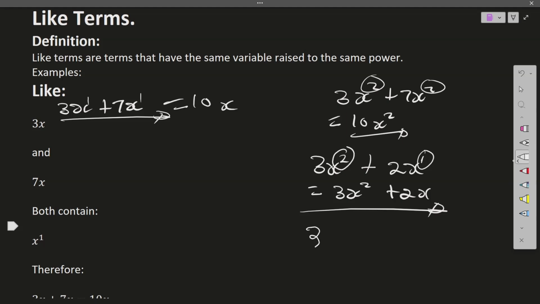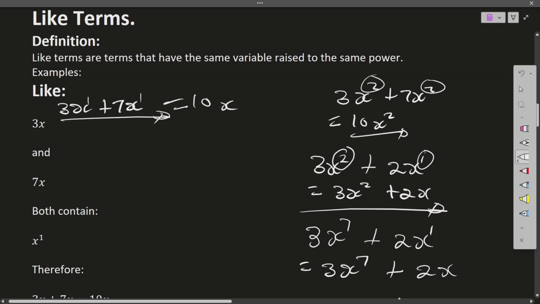So let's say we had 3x to the power of 7 plus 2x. So remember, this is raised to the power of 1, okay? This 2x is raised to the power of 1. And so let's not make the mistake of adding things that have different powers. So in this 3x to the power of 7, you would leave it as 3x to the power of 7, and this would be 2x. And you would leave it exactly like this. There's nothing to add here, okay? Please never make that mistake.